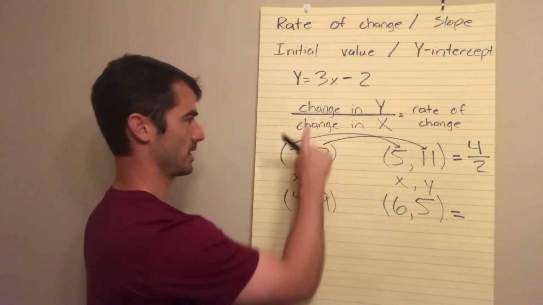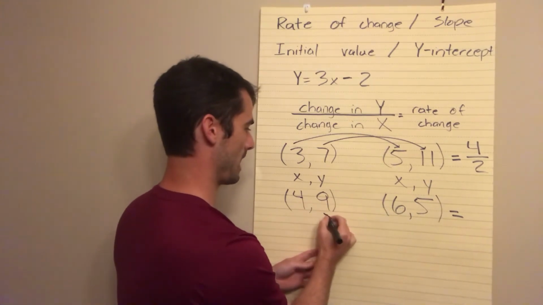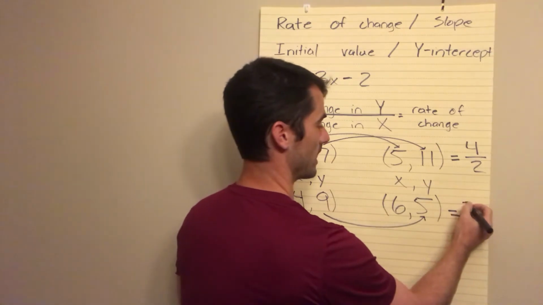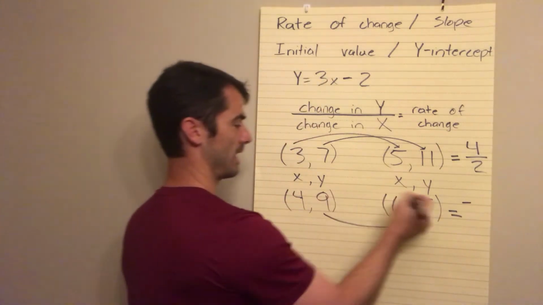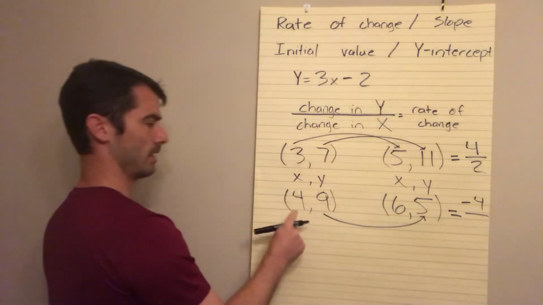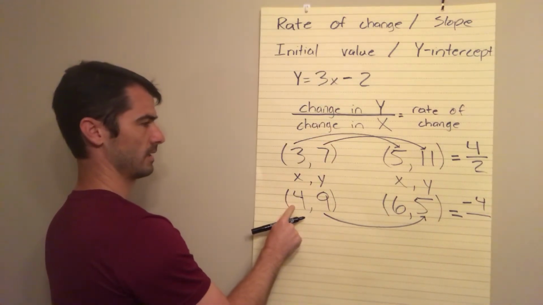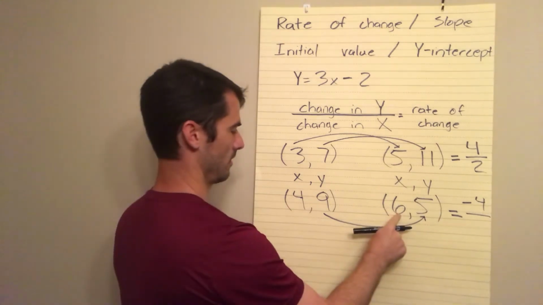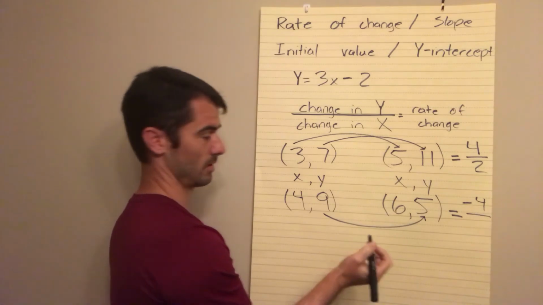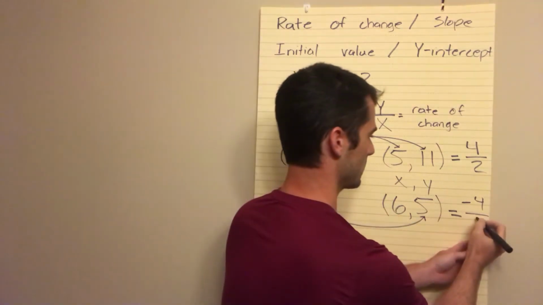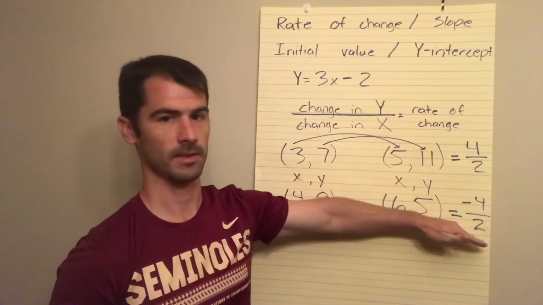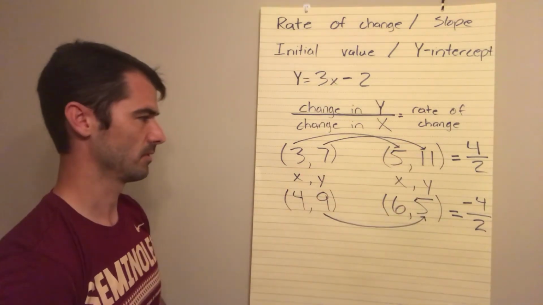Again, x and y, change in y. So change in y, we're going from 9 to 5. That's actually going down, so I know it's going to be a negative. From 9 to 5 is down 4. And then from 4 to 6 is 2. And again, negative 4 divided by 2 would be negative 2.